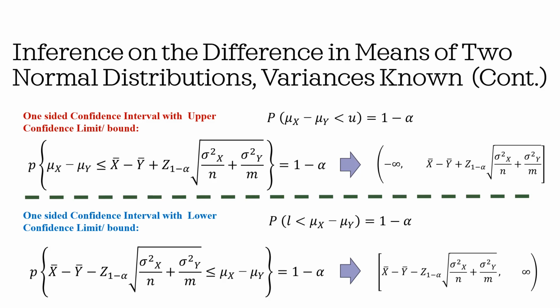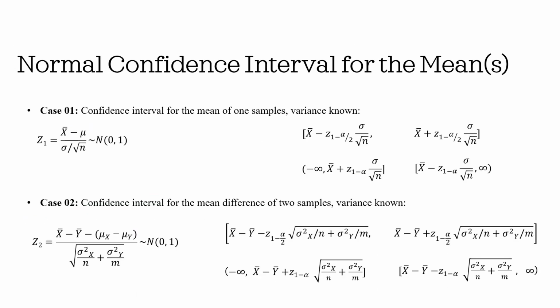One from negative infinity to x bar minus y bar plus z value of 1 minus alpha times square root of sigma square of x over n plus sigma square of y over m. And the second one-sided confidence interval would be from x bar minus y bar minus z value of 1 minus alpha times square root of sigma square of x over n plus sigma square of y over m to positive infinity. Here, we can review all we learned about normal confidence intervals.